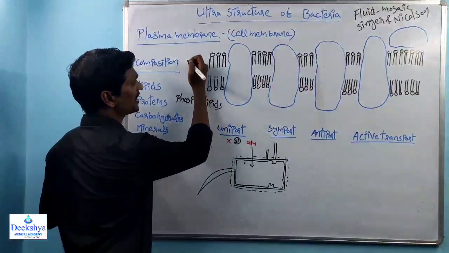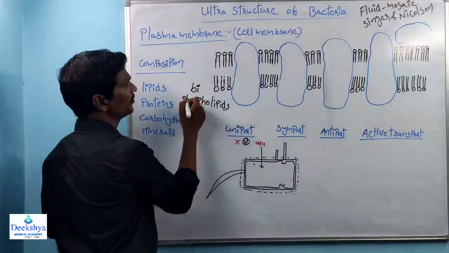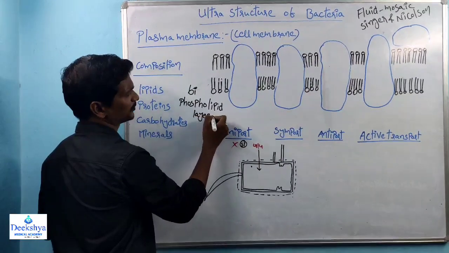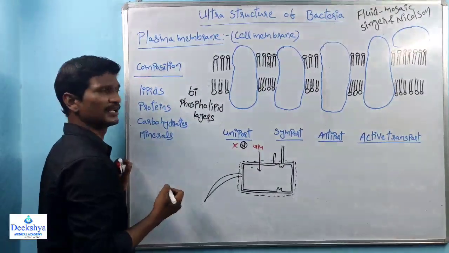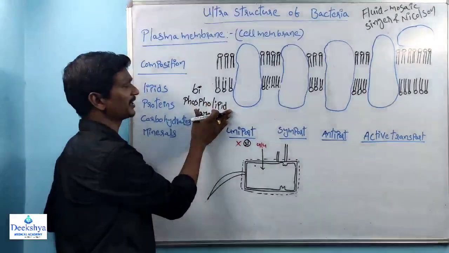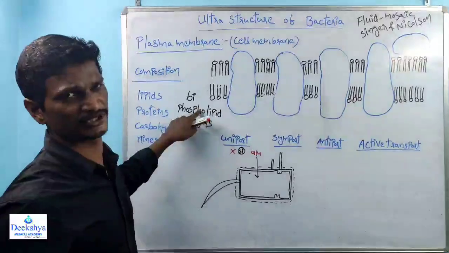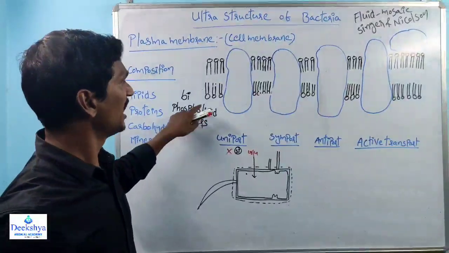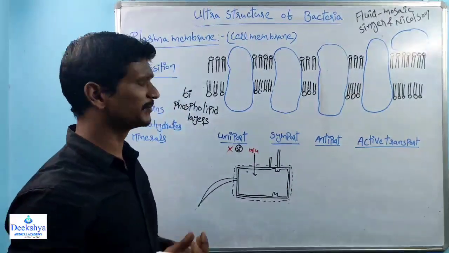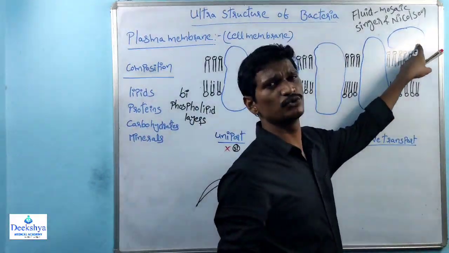Right? So here within plasma membrane there is a bi-phospholipid layer. This is the first layer, this is the second layer. So within plasma membrane, two phospholipid layers are present. And some of the proteins are integrated. Integrated is nothing but inserted. Some of the proteins are inserted, and some of the proteins are present outside.